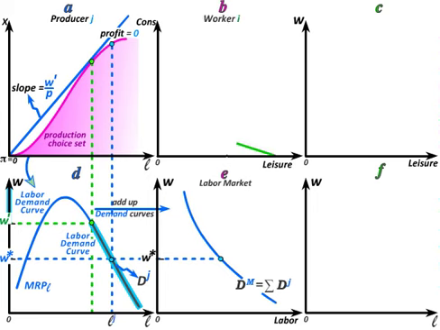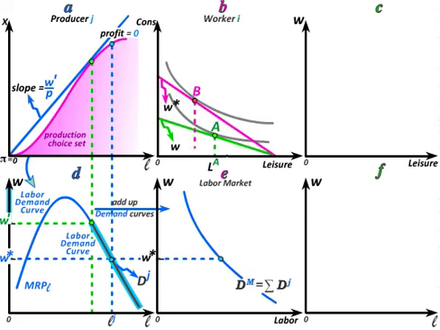To build the supply side of this market, we begin with a single worker I, and we assume that the initial wage rate is W, forming the green budget constraint over leisure and consumption. The worker then optimizes at bundle A, implying leisure consumption LA. If the wage increases to W star, the worker faces a new budget constraint and now optimizes at bundle B. And if the wage increases further to W prime, the worker optimizes at bundle C.